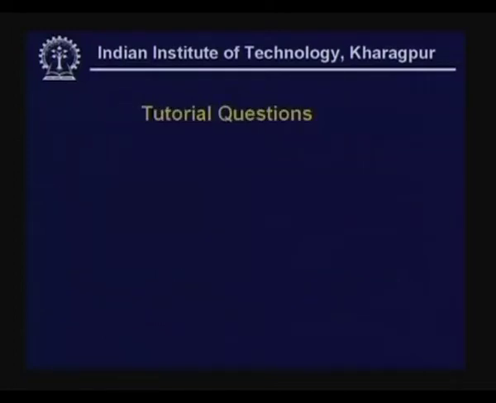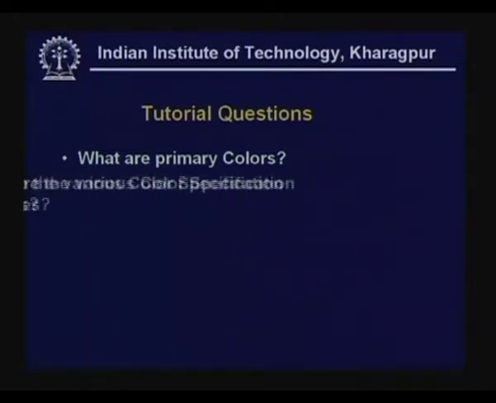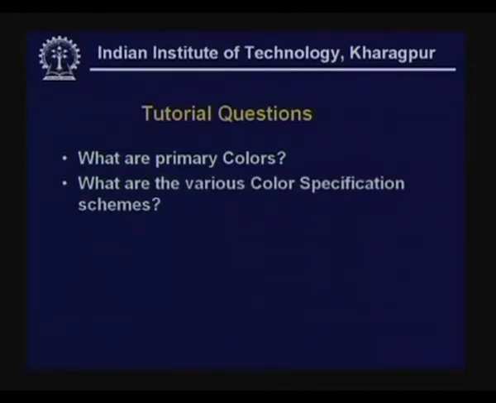So, if this be the way to go about, what could be the tutorial questions that one may address from this lecture? The first is, what are primary colors? Second, what are the various color specification schemes? We have seen the three color specification schemes: one, the Munsell system; the other, the CIE system; the third, the LAB space system.